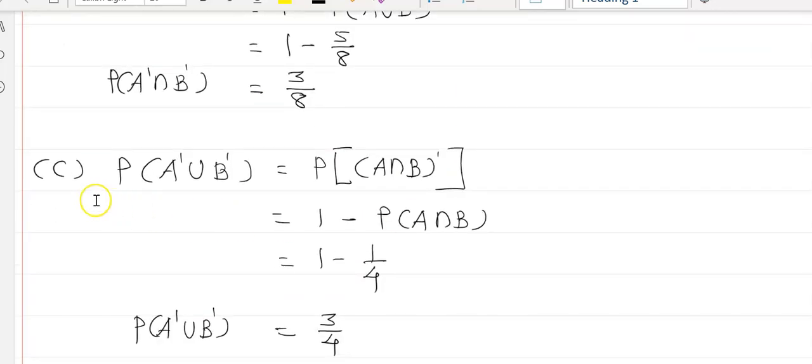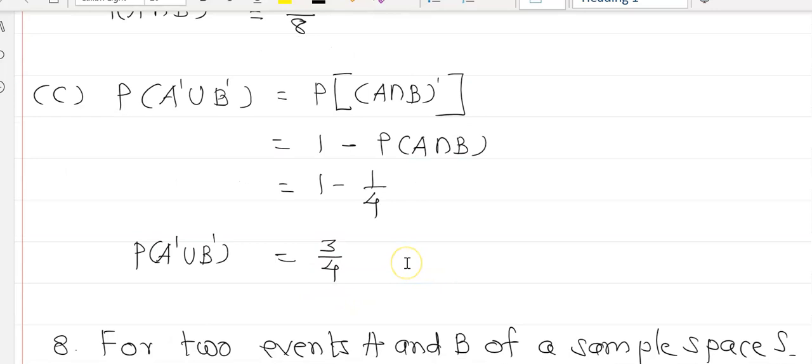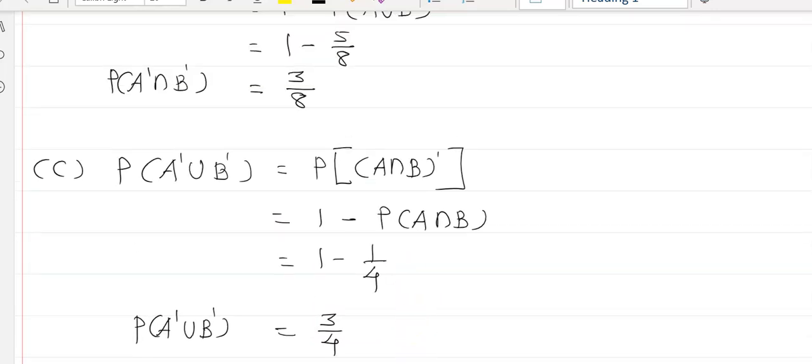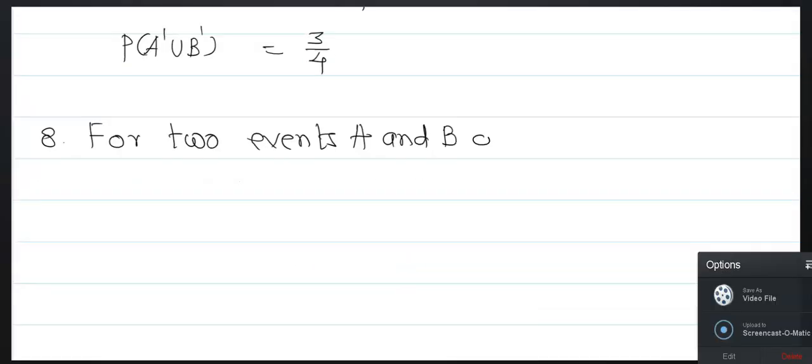Now the next is the probability of A complement union B complement, which is equal to the probability of the complement of A intersection B, which is nothing but 1 minus probability of A intersection B, that is equal to 1 minus 1 by 4, and that is equal to 3 by 4. Now again, we'll see the next problem.